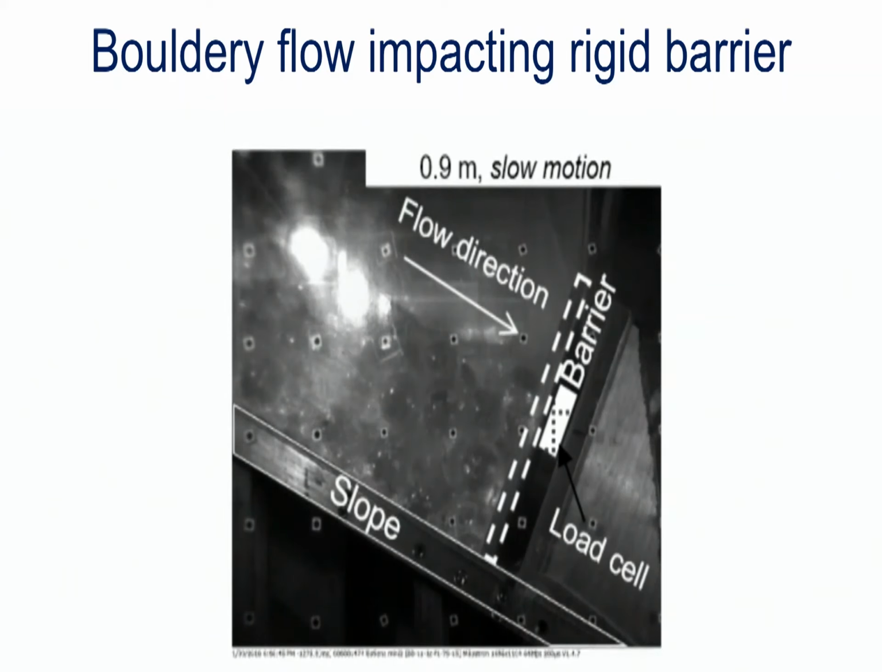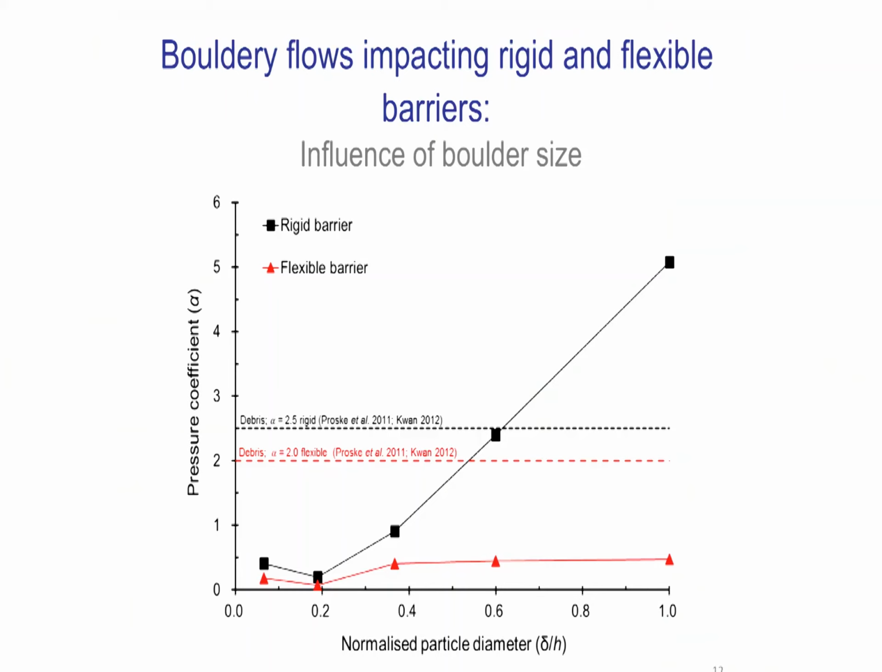This graph shows the influence of varying particle sizes on the pressure coefficient. The black and red horizontal dashed lines show design recommendations for rigid and flexible barriers, respectively. For a rigid barrier test, the pressure coefficient increases with particle size. By contrast, a flexible barrier does not show a strong correlation between the pressure coefficient and particle size. Results show that design recommendations for rigid barriers fail to capture the impact pressure for normalized particle diameters greater than 0.6.